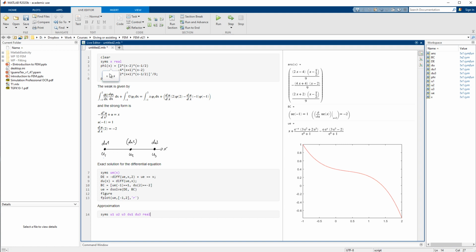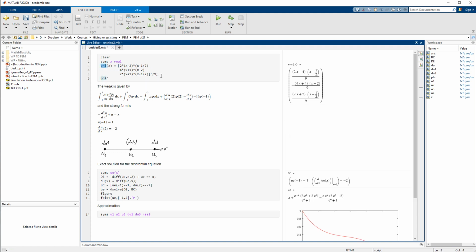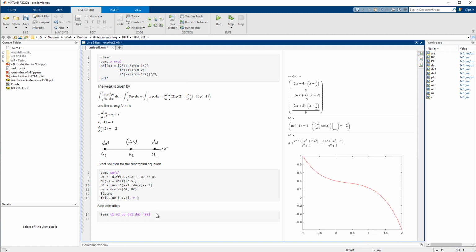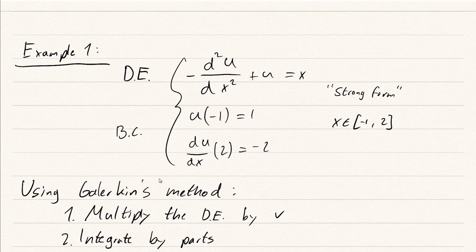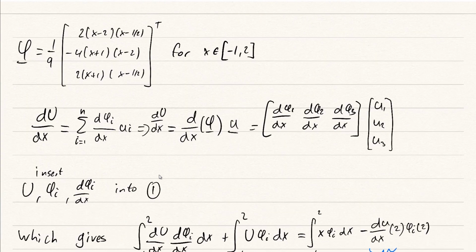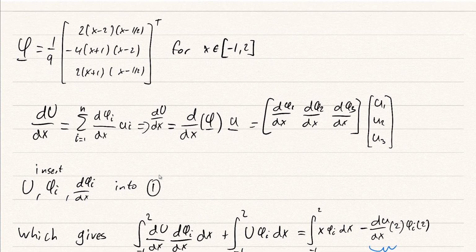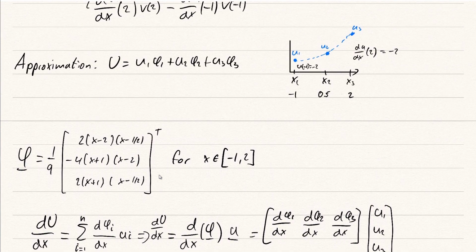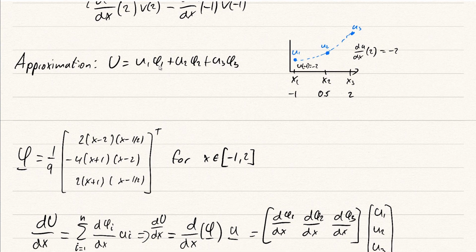For my basis functions, I already have it here. So this is phi, that's correct. I did a quick test, it works. Now, how am I going to approximate u? Because I need to do the following. I need to do this approximation here. So u is approximated by just multiplying these u's with the basis functions.